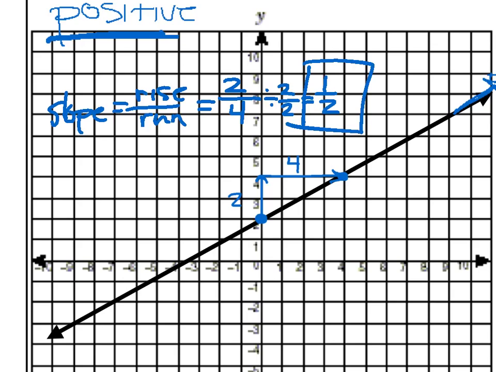Yeah. Mr. Ross, why change it from 2/4 if it means just the same? Because anytime we talk in math, we want to talk in most simplified terms.